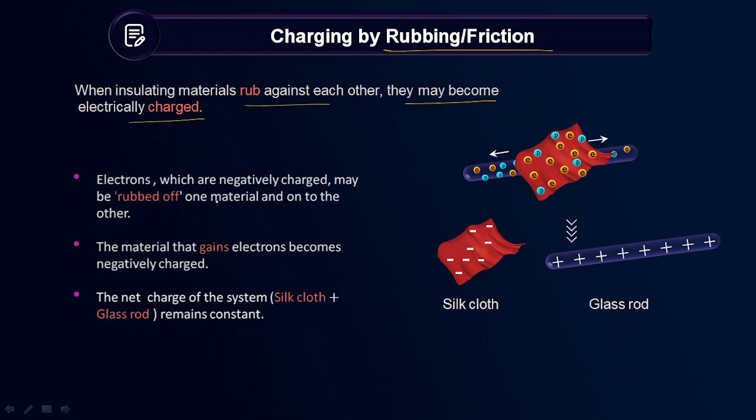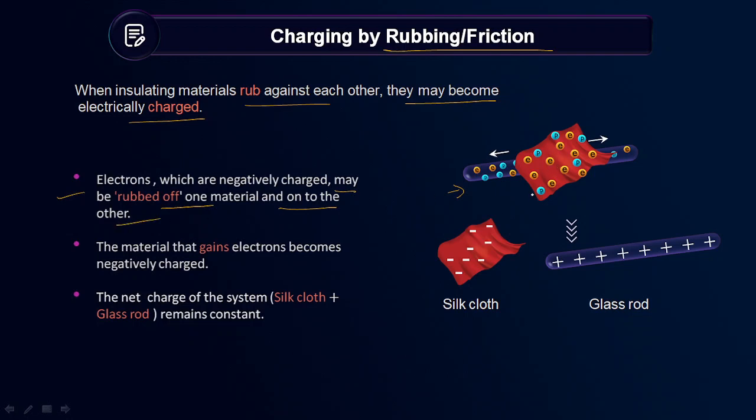Like when you rub any two objects, like you comb dry hair, in that case the comb gets charged and will start attracting lighter objects towards it. Right? You have observed this. So electrons, which are negatively charged, may be rubbed off one material and onto the other material.